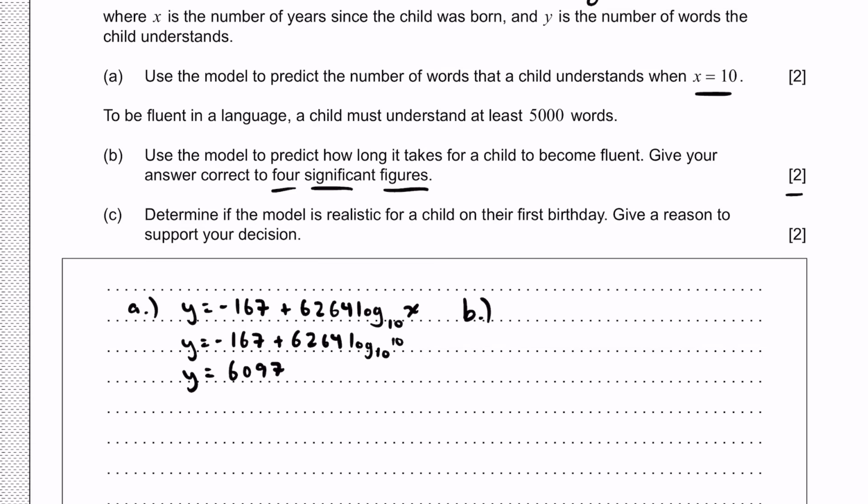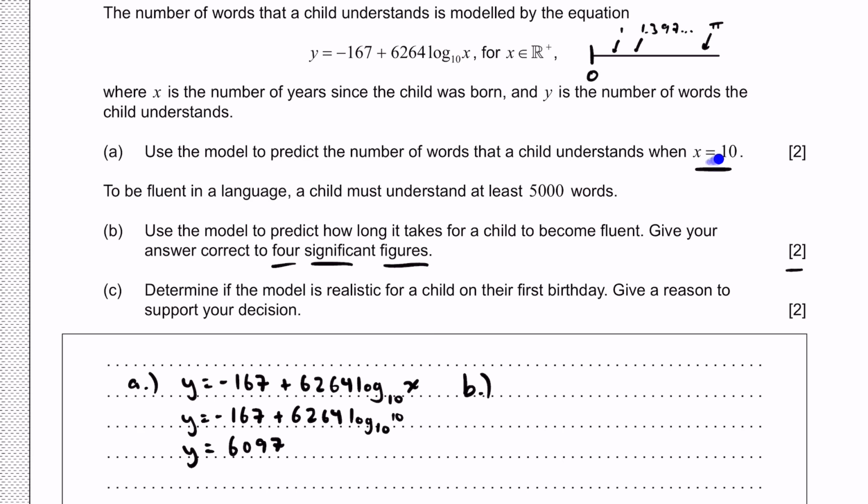Okay. So the first question was input-output. We inputted a value of 10, and then we found the output. Here we know the output is 5,000. That is to say we're going to have 5,000 words. And we're asking, how long is that going to take for a child according to this model? What is the value of x? So let's go ahead. I'm going to actually just copy paste this function because we're going to use it once again.